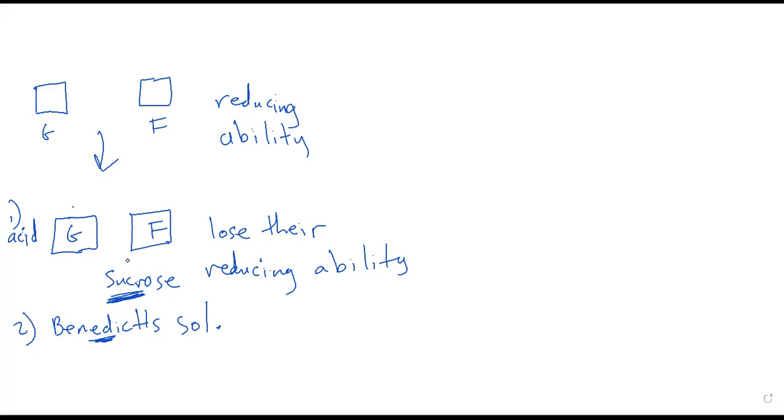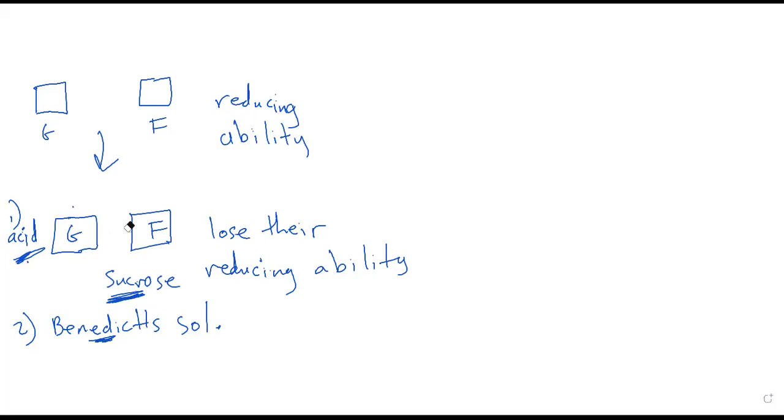So with the non-reducing sugar, when you start out, it is a non-reducing sugar. But once you add the acid to it, the glycosidic bond is going to be broken. And once you break that bond, you no longer have your non-reducing sugar. You have your reducing sugars. And that is why you will get the color change.